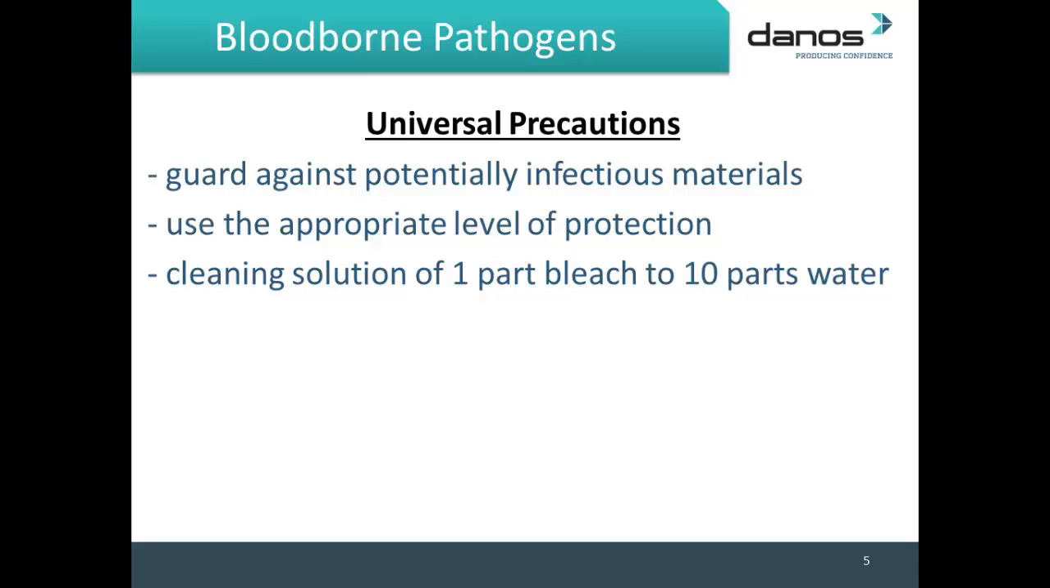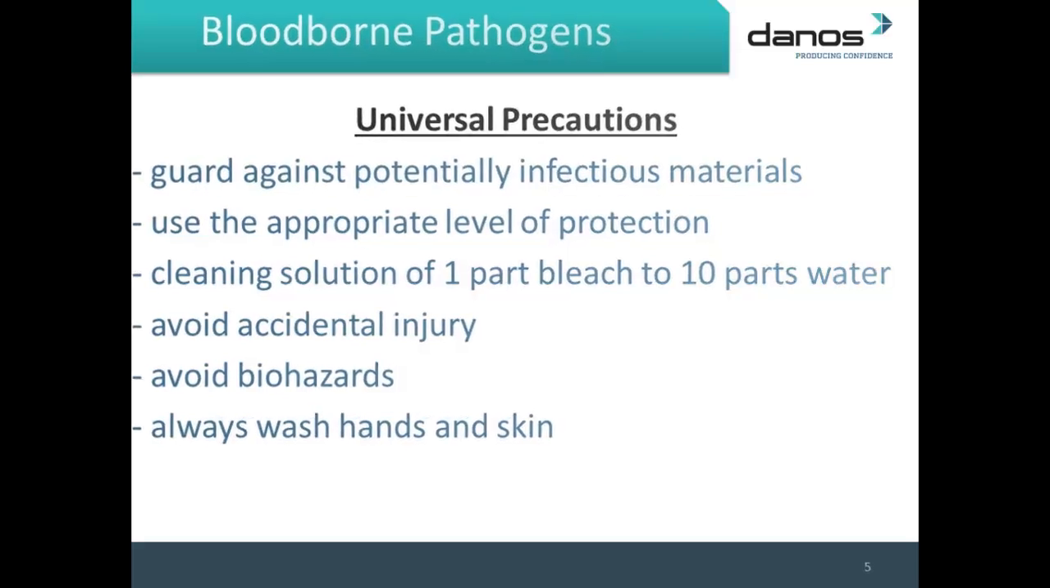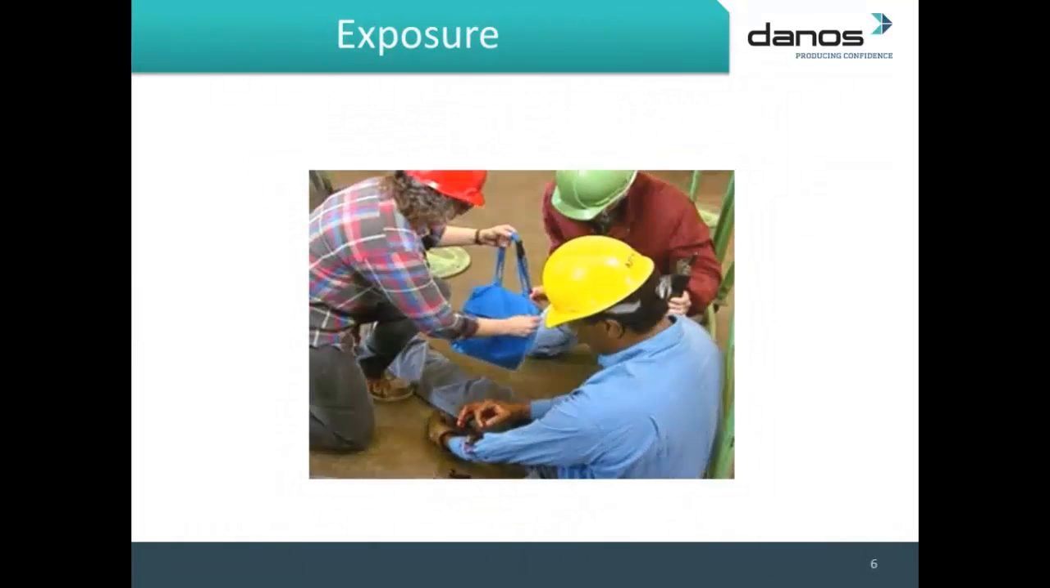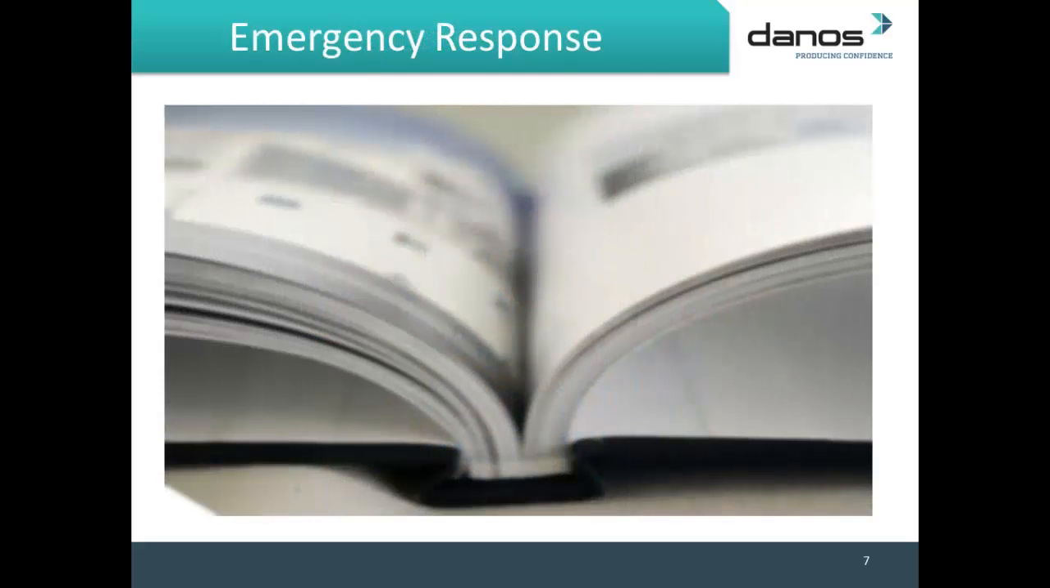Use a mixture of 1 part bleach to 10 parts water to disinfect any potentially infected equipment or work areas. Avoid accidental injury from sharps or protruding objects, and avoid biohazards. And always wash your hands and skin after removing your protective equipment or if you have been exposed to any bodily fluids. If you are exposed to any potential infectious materials, report that exposure immediately to your supervisor and wash any exposed areas with soap and water.